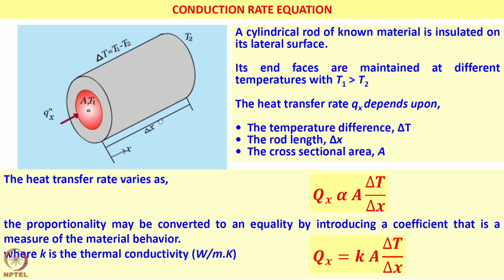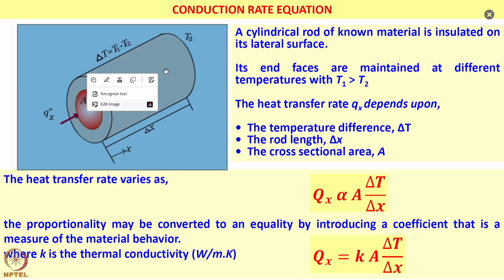So, delta x is the length over which the heat transfer is occurring, and temperatures are T1 and T2. So, a cylindrical rod of known material is insulated on its lateral or circumferential surface, ends are maintained at T1 and T2, and you are asked to write down the expressions. So, Q is proportional to A dT by dx, we saw that, which is nothing but K A dT by dx.